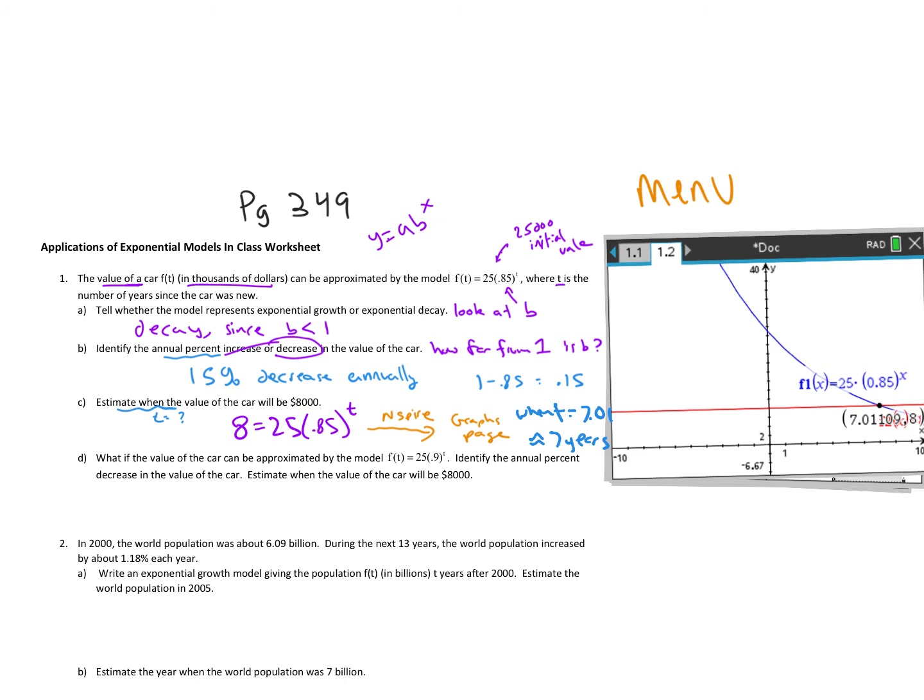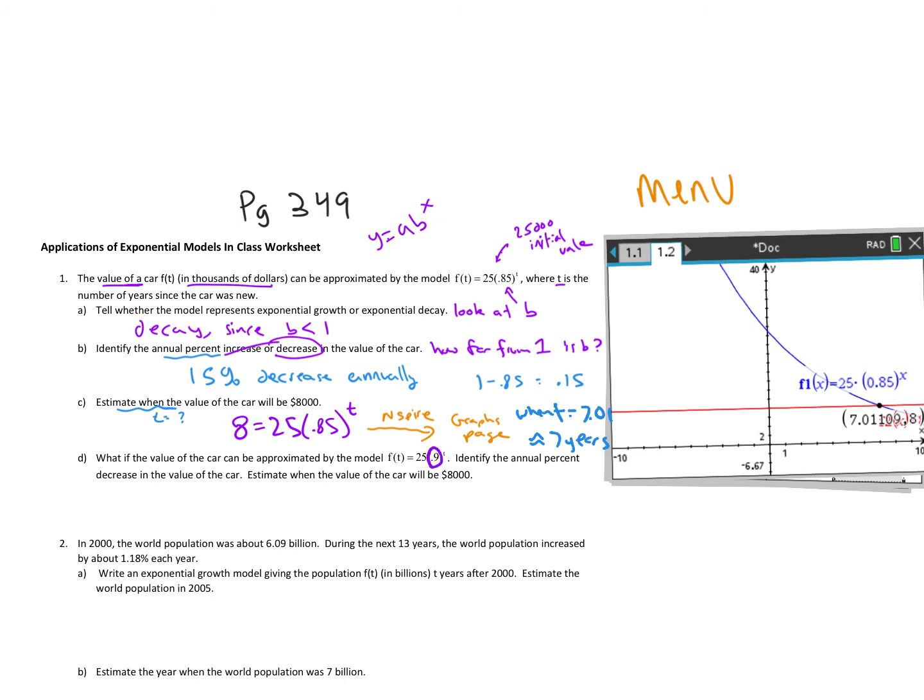So in the second part there, what if the value of the car can be approximated by the model 25 times 0.9 to the t? So instead of 0.85, the base is 0.9. So now we're just losing 10% per year. I guess I answered the first part of the question there.